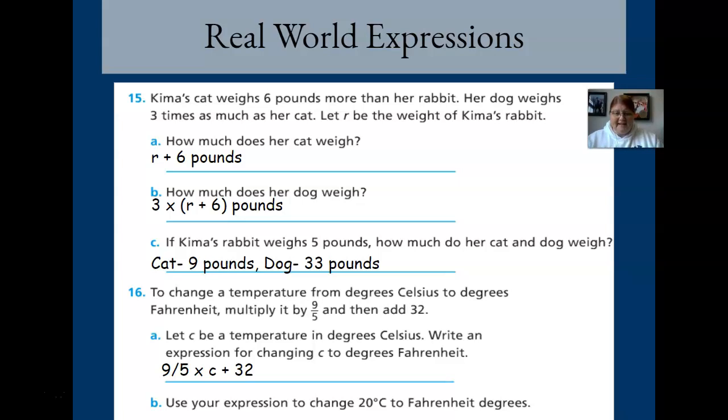So then I'm going to plug in the value of 20 for C. Okay? So then I'm going to have 9/5 times 20, which I'm going to do first, because in order of operations, you do multiplication and division before you do addition and subtraction. So you're going to do that multiplication and then add your 32. So you would get 68 degrees Fahrenheit. Okay?